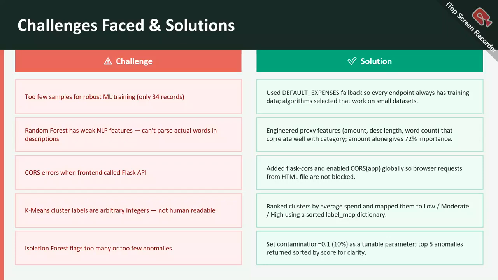For k-means, cluster labels were not human readable. So we mapped them into low, moderate, and high spending categories. Finally, isolation forest sometimes detected too many anomalies, so we tuned the contamination parameter to 10%.